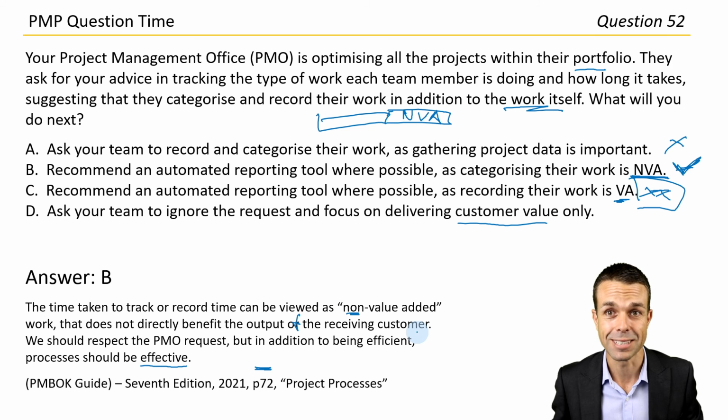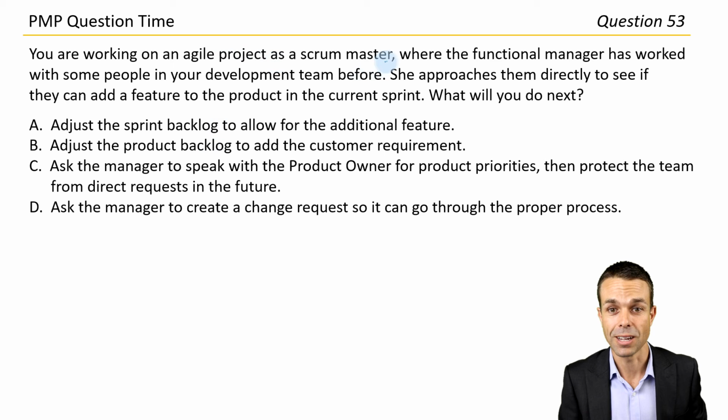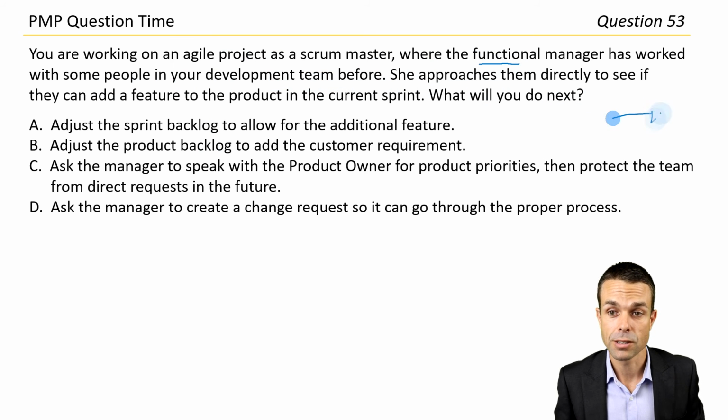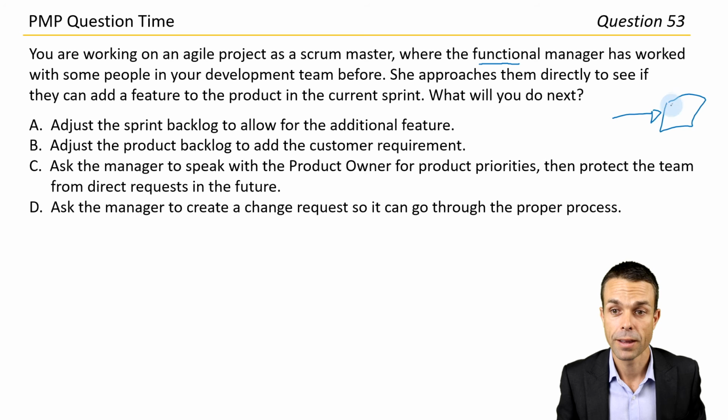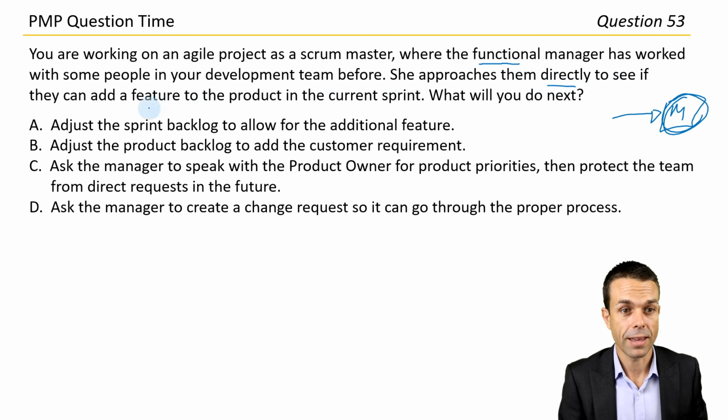Non-value added activities. You're working on an agile project as a Scrum Master, where the functional manager has worked with some people in your development team before. Functional manager being from the business, so usually from a functional area. They're the manager in that particular area. She approaches them directly to see if they can add a feature to the product in their current sprint. What will you do next?